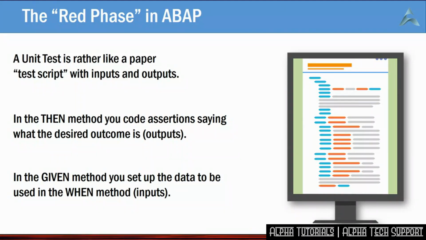In the then method, you say what the expected output is. This is test-driven development, so we always work backwards. So we're starting from the end, as in the expected results. That's why we code the then method first. This is done by means of an assertion.